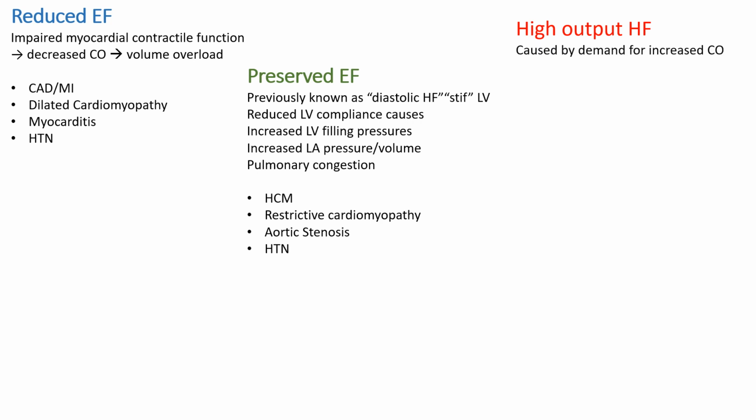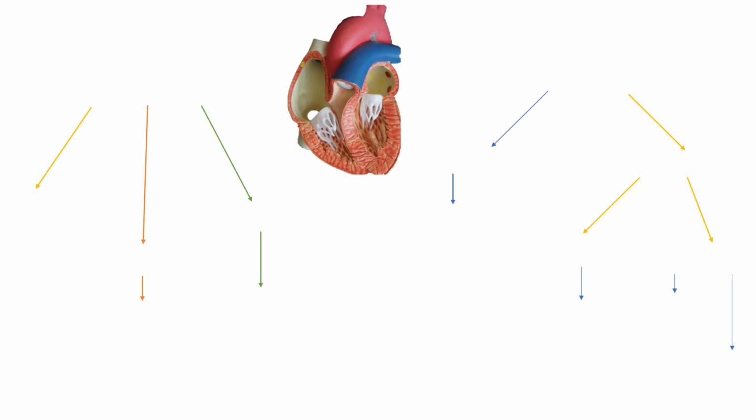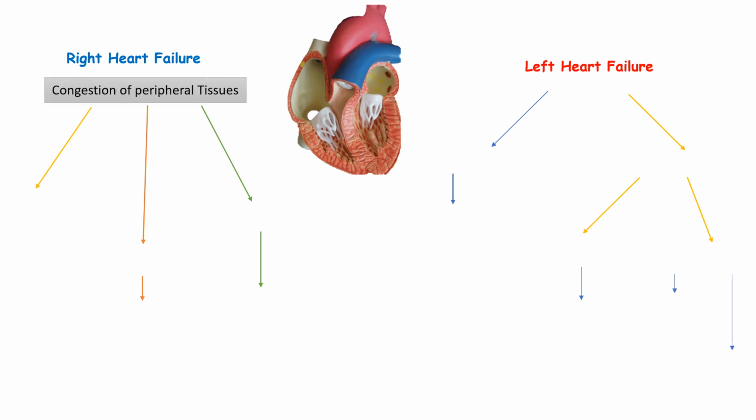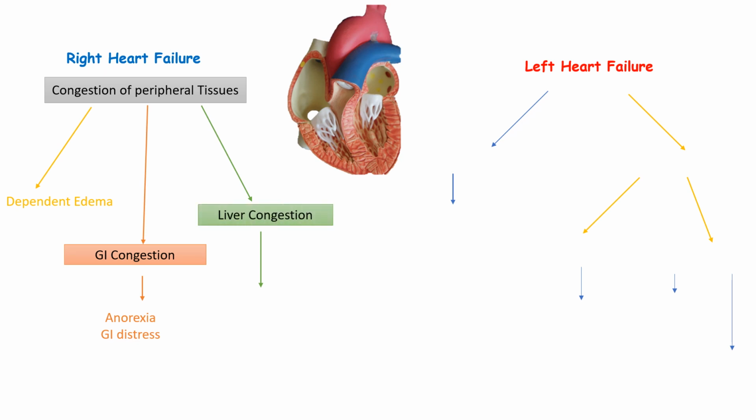High output heart failure is caused by demand for increased cardiac output due to anemia, thiamine deficiency, AV fistula, and hyperthyroidism. Heart failure is divided into right-sided and left-sided heart failure. Right-sided heart failure causes congestion of peripheral tissues, and we can see this in the form of dependent edema. GI congestion gives signs and symptoms related to GI distress. Liver congestion causes liver dysfunction.